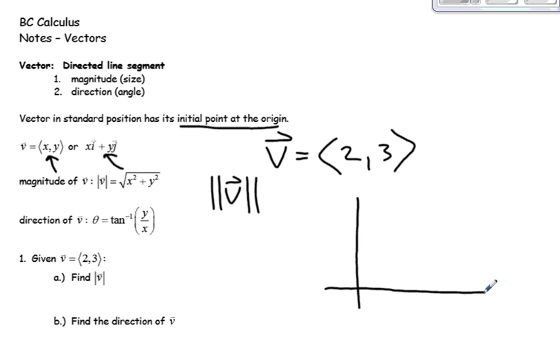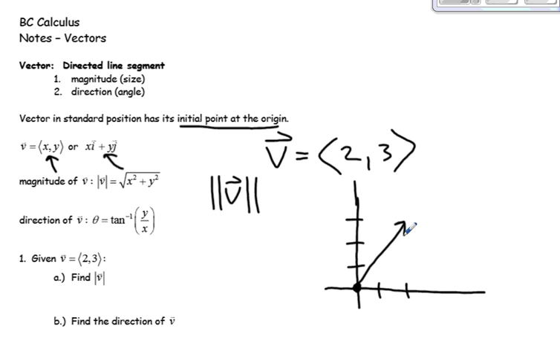So if I'm starting at the origin and then I have an x component of 2, that means it's moved 2 to the right, and then a y component of 3, that means it would go 3 units up. So if we start at the origin, our vector is not the point (2, 3), it's this line segment that goes from the origin to the point (2, 3), and it has an arrow on it to show the direction.